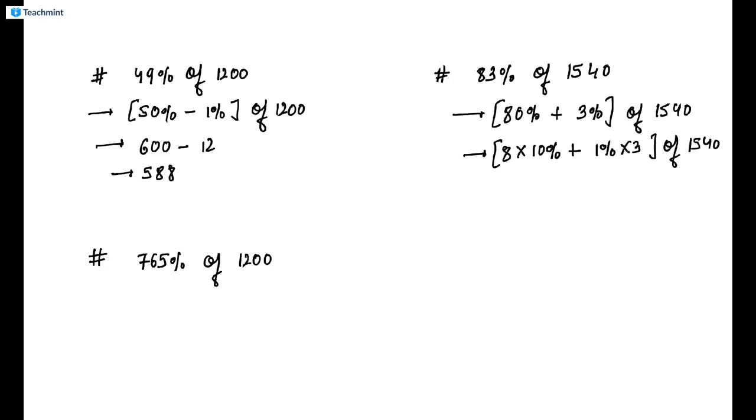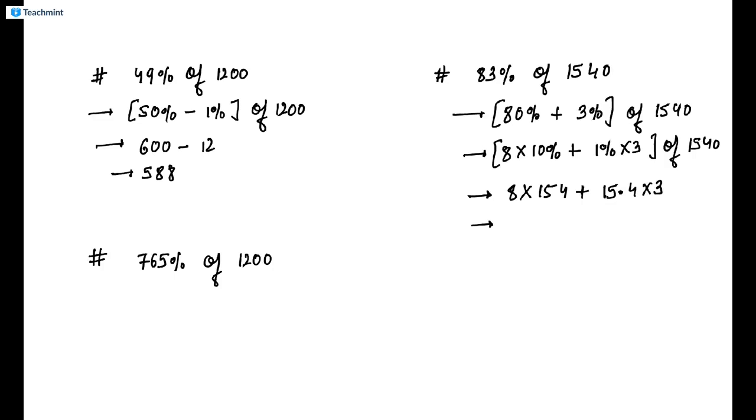1540. So what can you write over here? 10% of it: remove one digit from the right-hand side. This is 8 into 154, plus 1%, which is 15.4, into 3, right?